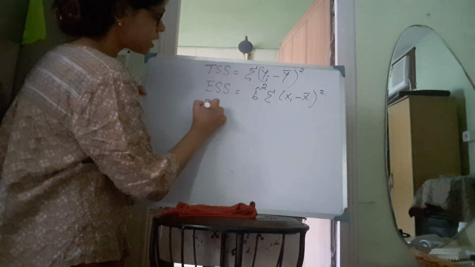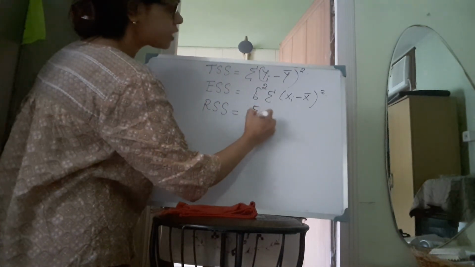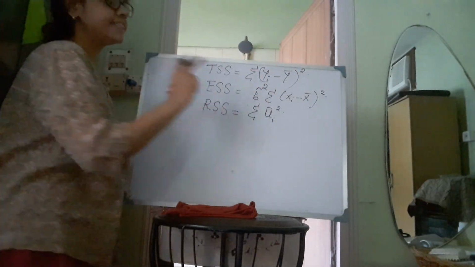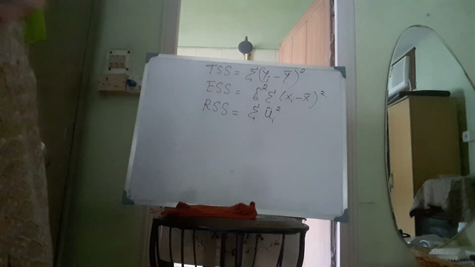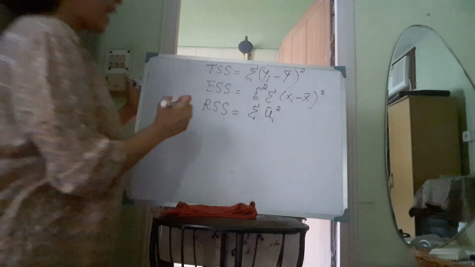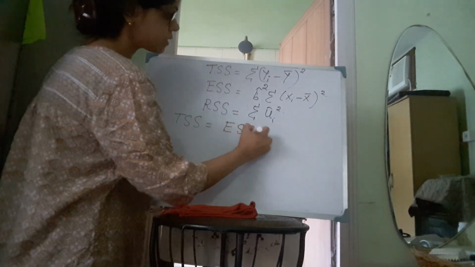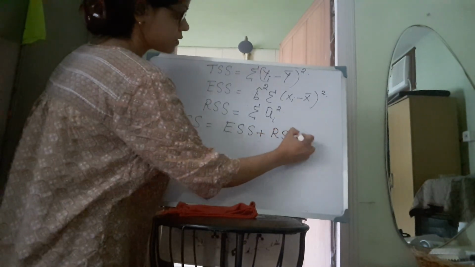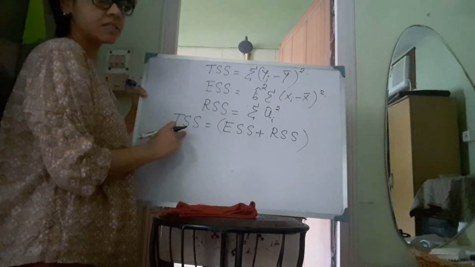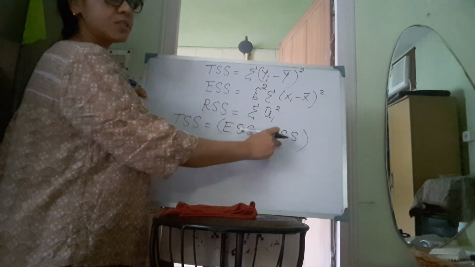And then the third sum of square we get is residual sum of square, and that is denoted by summation of ui hat square. So basically this is the sum of the squares of the predicted values of the error term. And we know that TSS is equal to ESS plus RSS. So sum of ESS and RSS will give us the TSS. That is, total sum of square is equal to estimated sum of square plus residual sum of square.